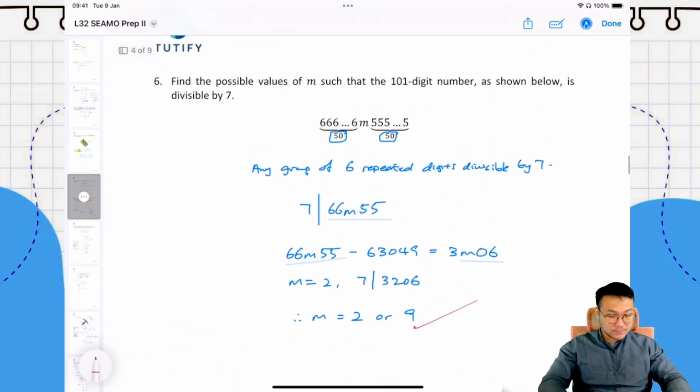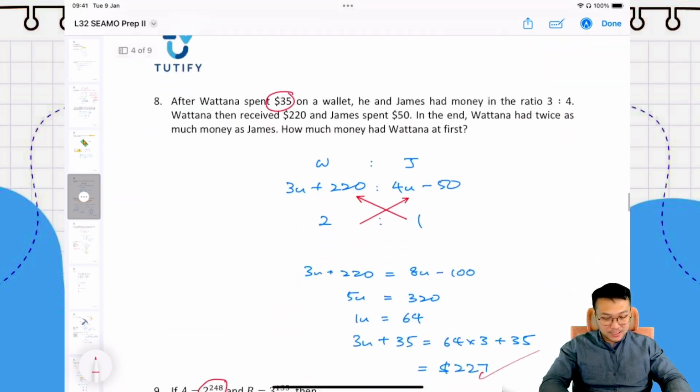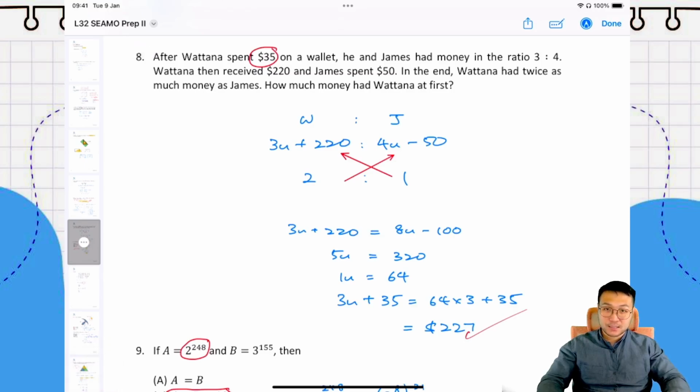How do you know whether something is divisible by 7? When there's a group of 6 repeated digits. Then we are using this formula again. This one. Students, let me tell you, this will be tested in your exam.